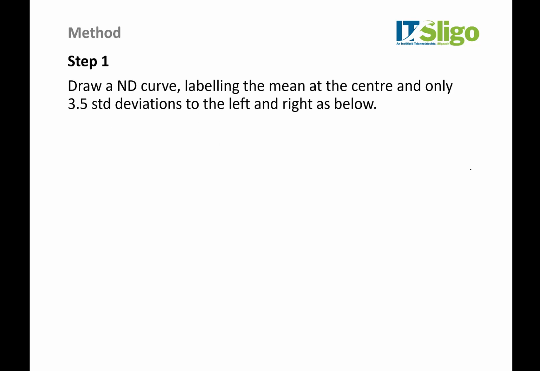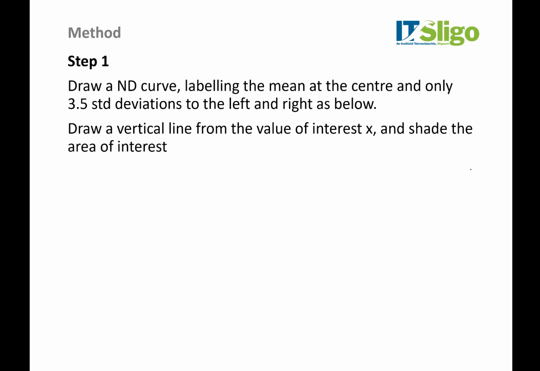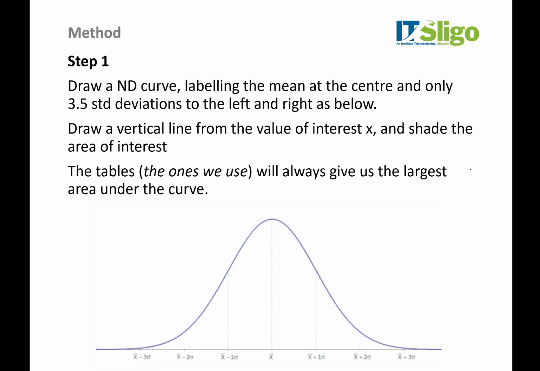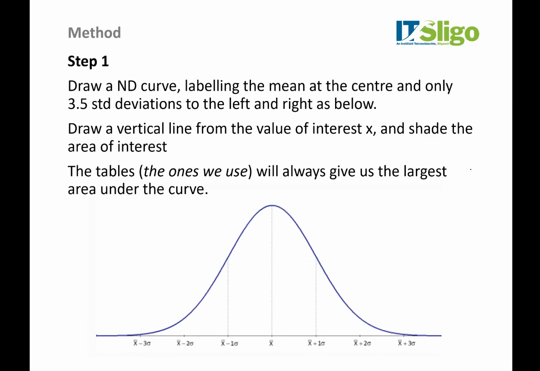Draw a normal distribution curve, label the mean at the center, and only 3 standard deviations to the left and right as below. So sorry, there's our curve. There's x, that's what we're interested in. Mark in your mean always in the middle. And shade in the area of interest.